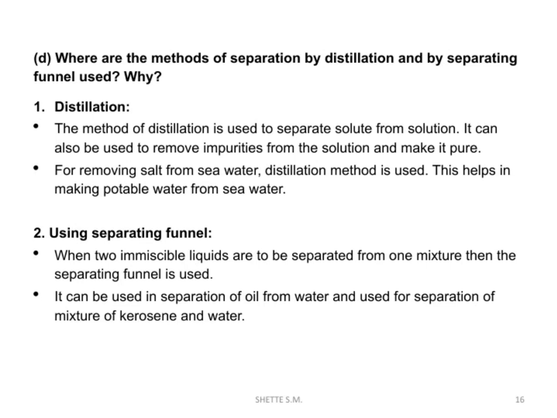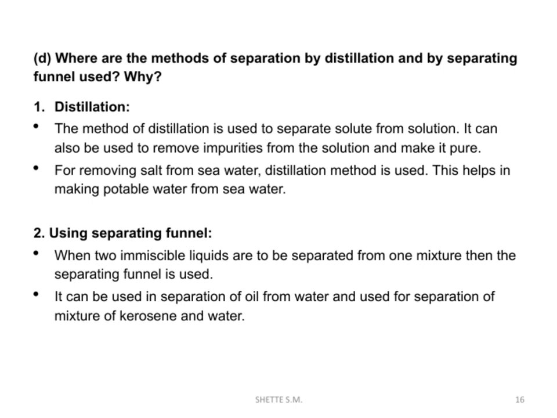Now, let's discuss where we use the methods of separation by distillation and by separating funnel, and why. First, distillation is a very common technique used to separate a solute from a solution. It's especially useful when we want to purify a liquid or remove impurities. For example, when we need to remove salt from seawater to make it drinkable, distillation is the method of choice. It works by heating the seawater until it evaporates, then condensing the vapor back into pure water, leaving the salt behind.